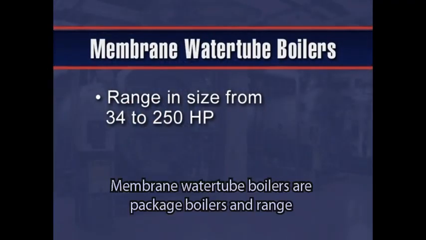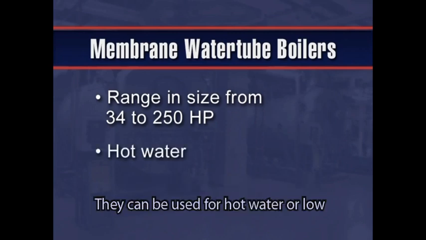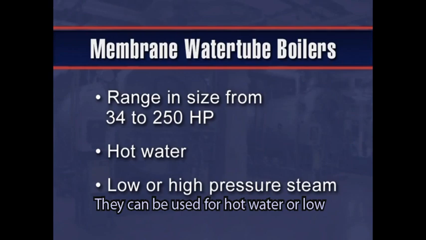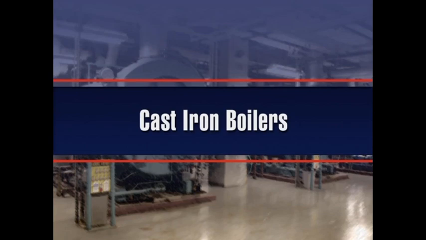Membrane water tube boilers are package boilers and range in size from 34 to 250 horsepower. They can be used for hot water or low or high-pressure steam for heating or process applications.